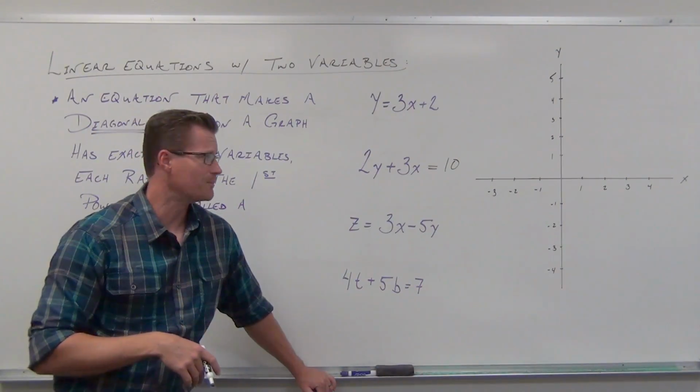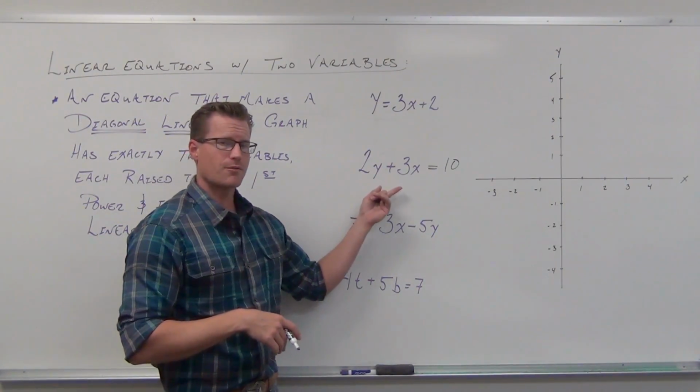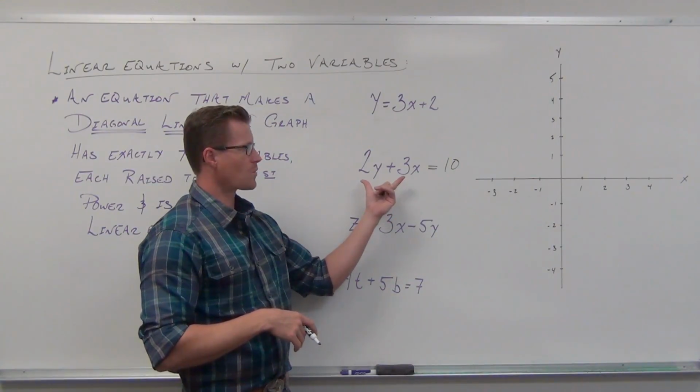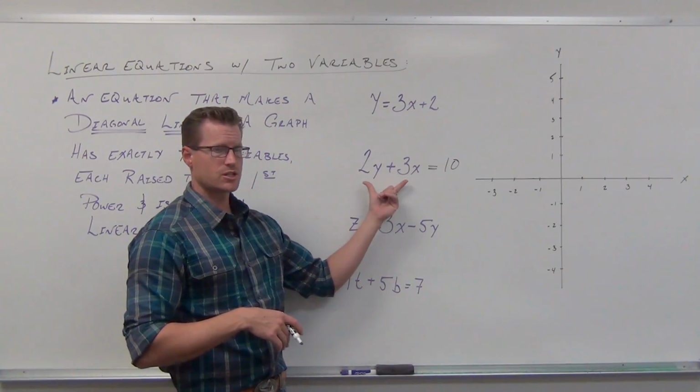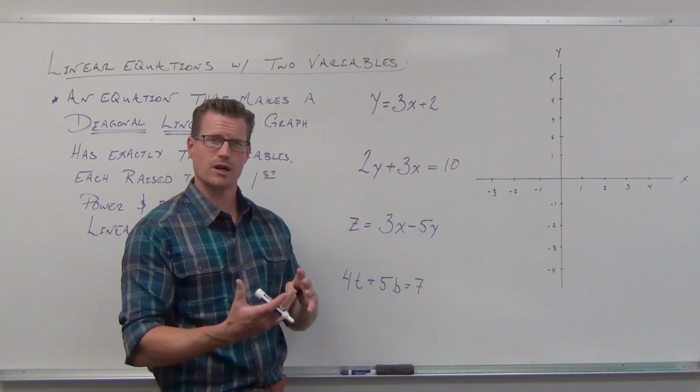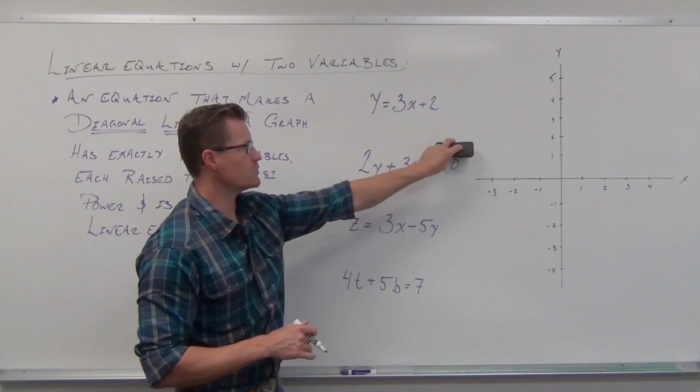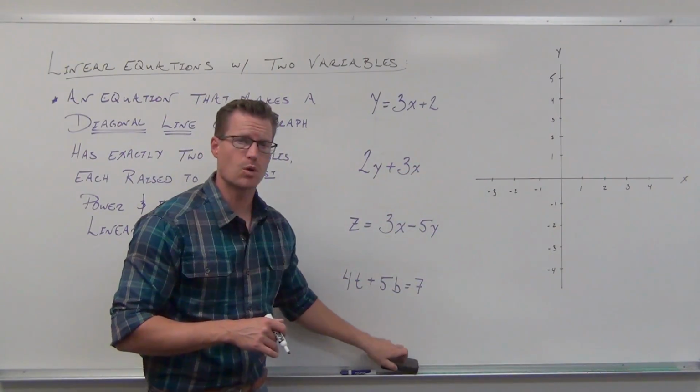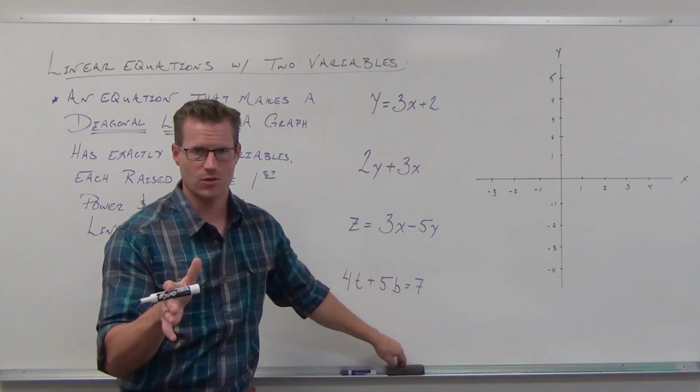We'll talk about slope a little bit later. We're going to learn how to graph all this stuff pretty quickly. But right now, all I need you to understand is that these are both linear equations. They're equations. They have two variables. They're both raised to the first power. If you don't have an equal sign, this is no longer a linear equation because it's not even an equation.